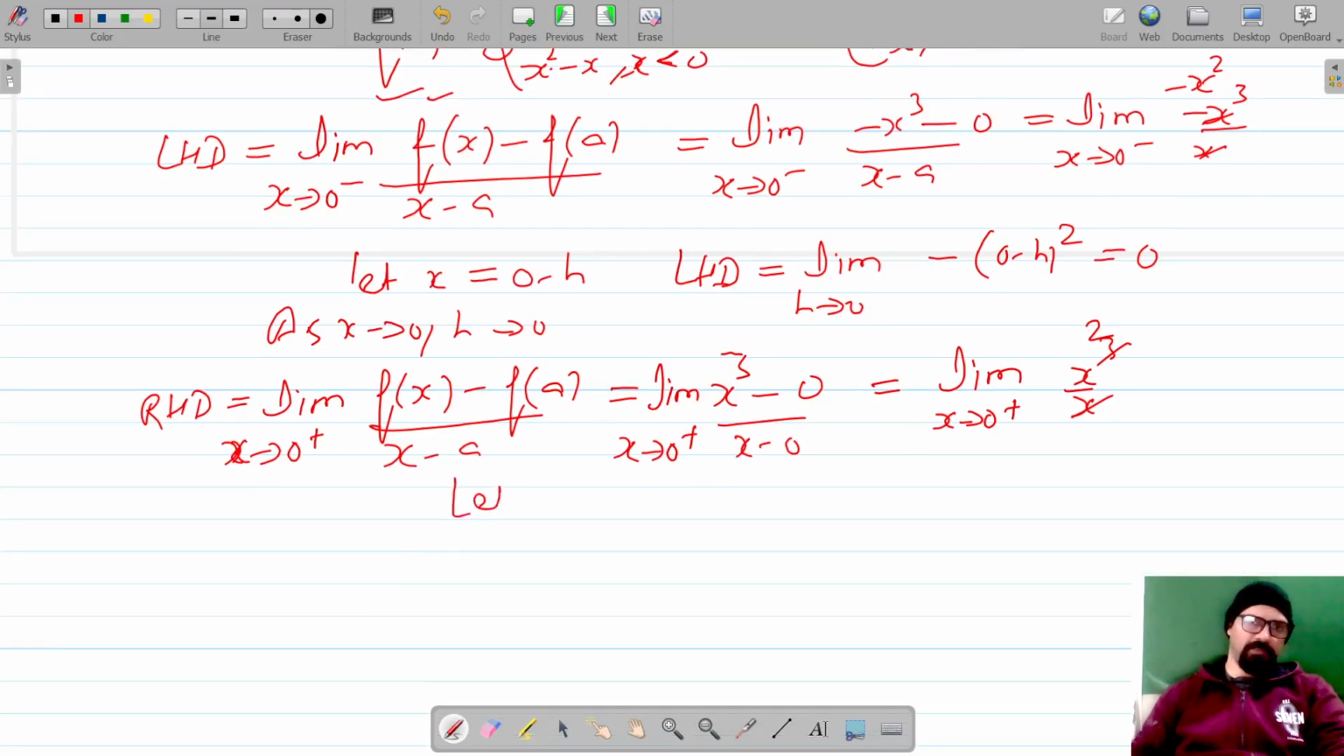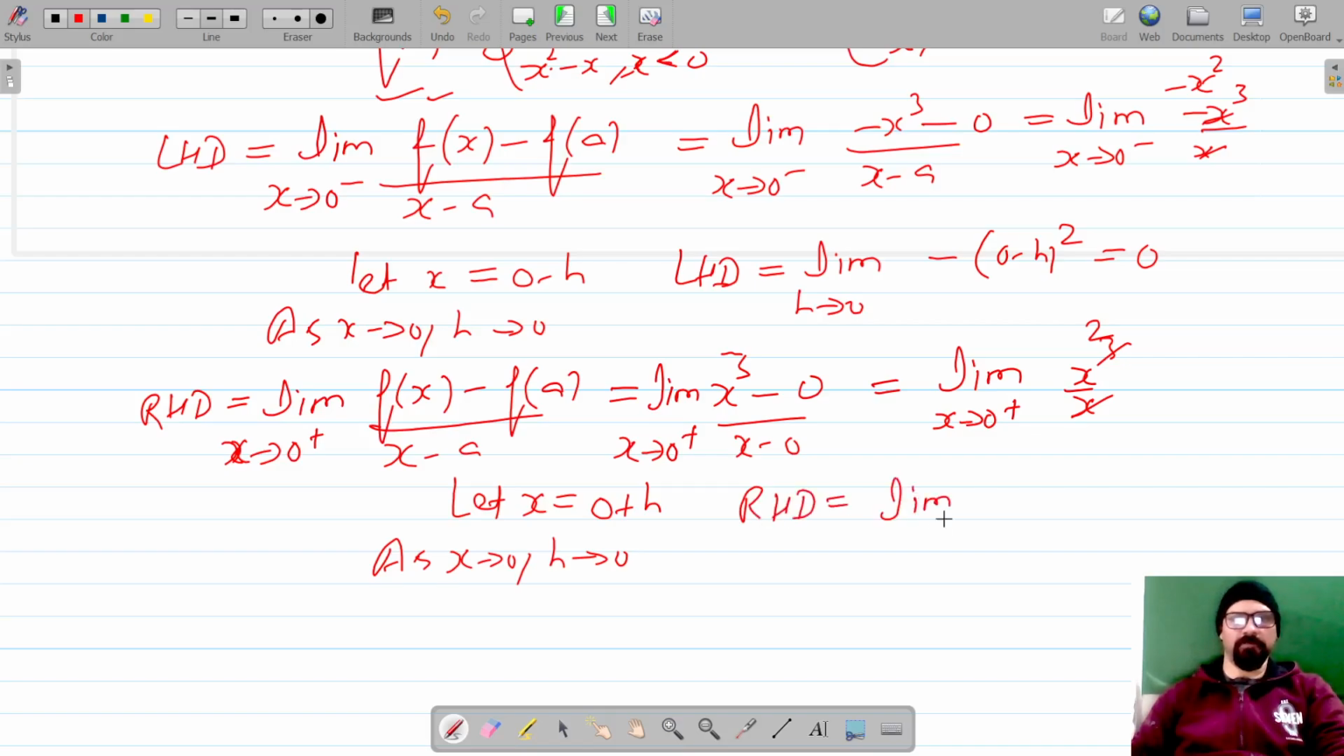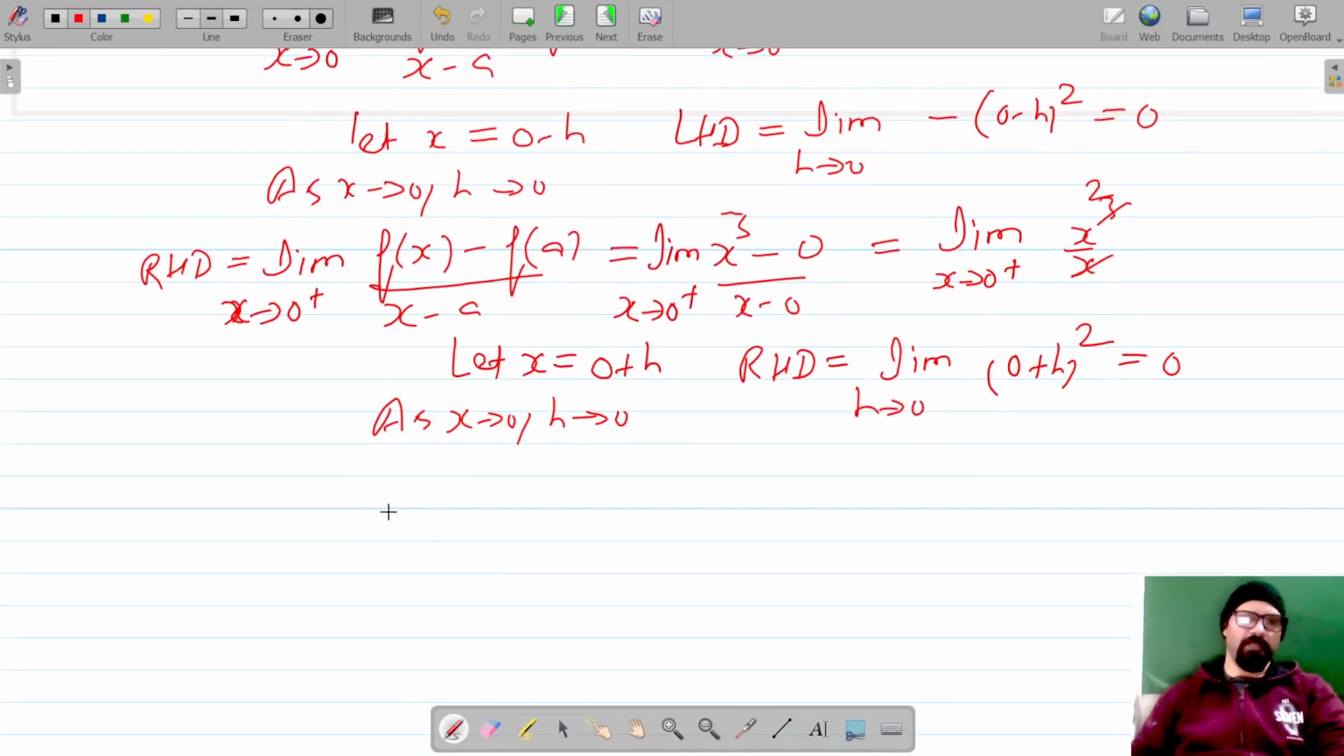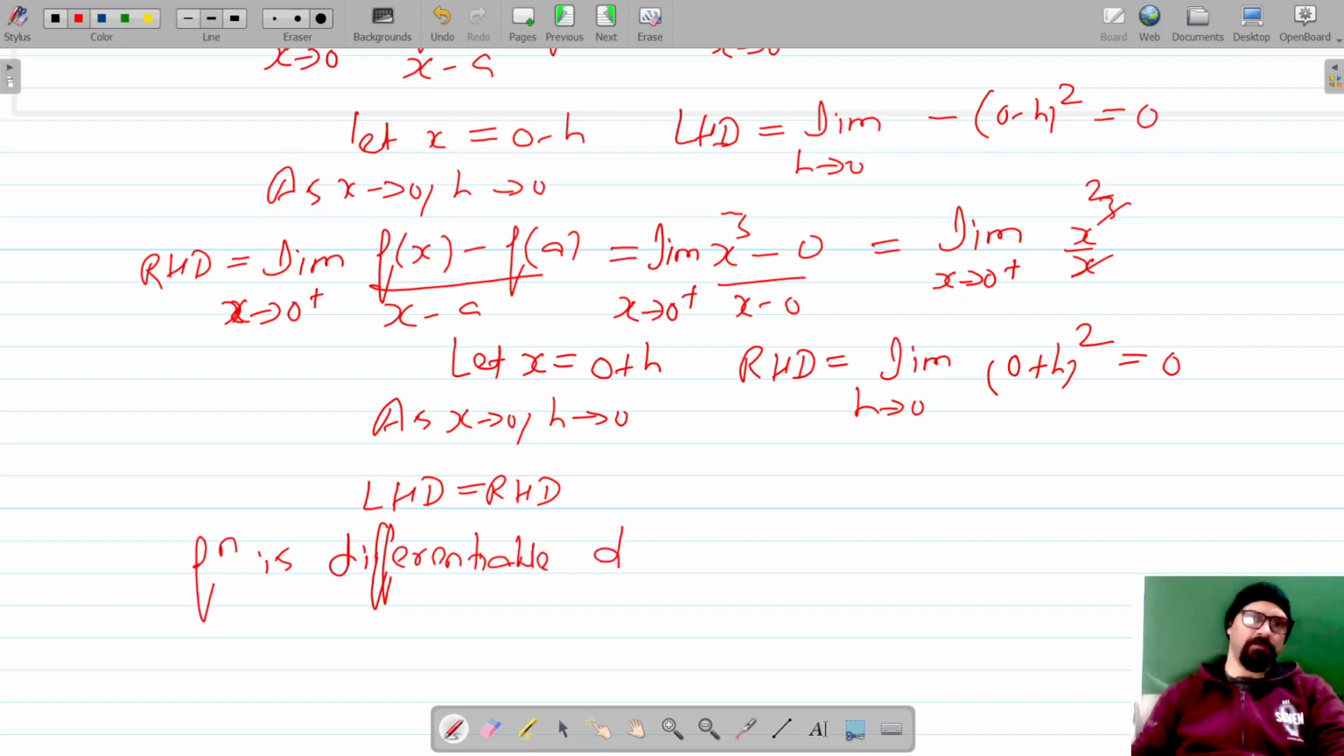Now let's say that x is equal to 0 plus h, and as x tends to 0, h tends to 0. Okay, so that means our right hand derivative is equal to limit h tends to 0 of x square, which is 0 plus h the whole square, which is equal to 0. So that means the left hand derivative is equal to the right hand derivative. So the given function is differentiable at x is equal to 0.